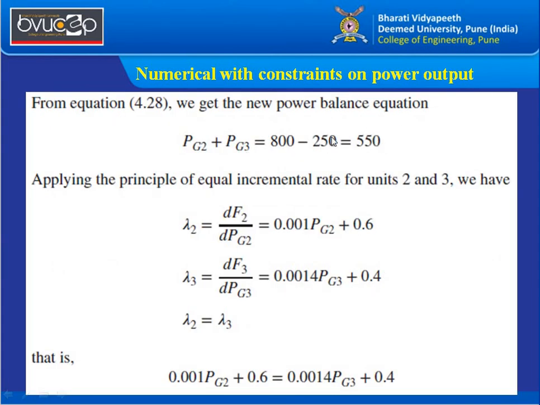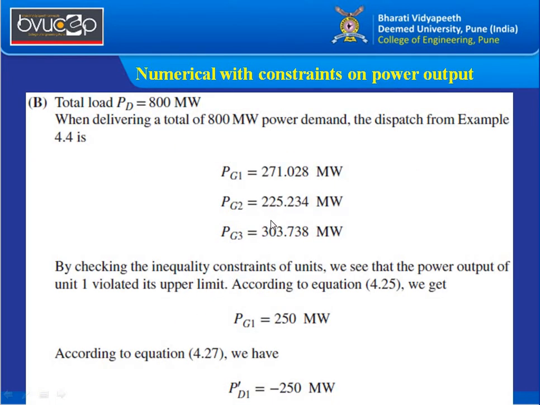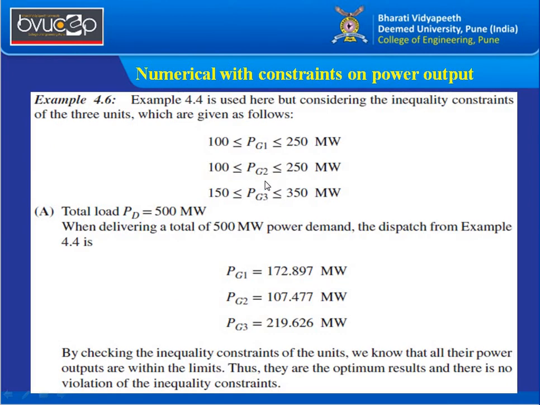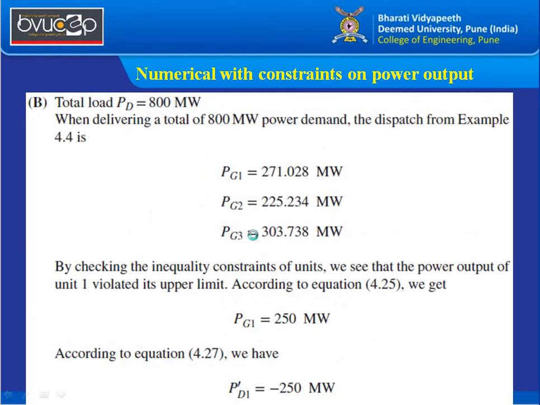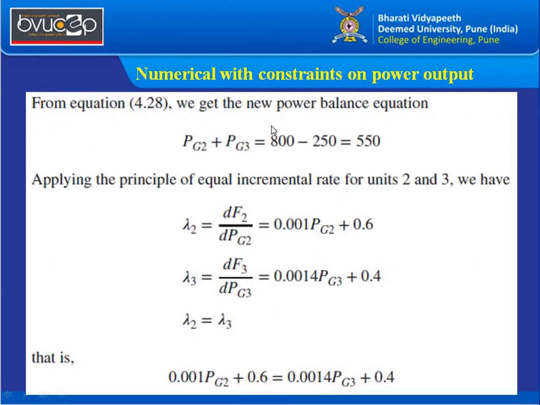This is the generation which is satisfying the demand apart from PG1, because these two are within the limits. If you check the limits, PG2 is within the limits because it is 225, and PG3 is within the limits because it is 350. Only PG1 is getting violated. So for the time being, we will just remove it because its higher limit is 250. We take it as negative, and as the overall demand is 800, we subtract that 250 from 800 and get 550, which is the total demand to be satisfied by the two generators, generator 2 and generator 3.